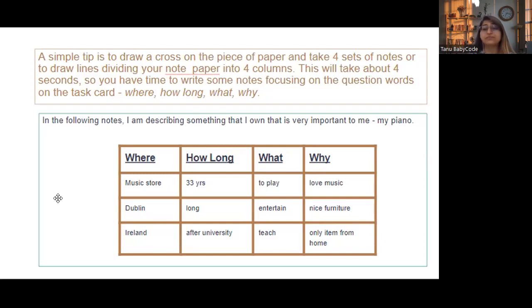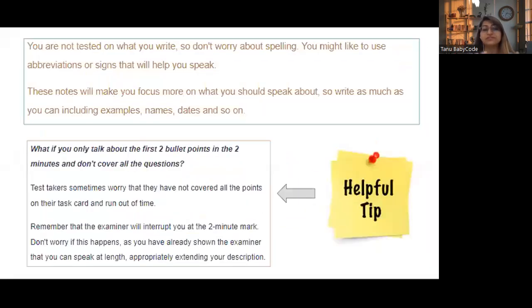Now, why do you like it? Why is it important to you? Because you love music. It's a nice piece of furniture and the only item from your home, right? Once you're done with your note making, you have to start speaking for the 2 minutes. And mind one thing, you are not tested on what you write. Don't worry about your spelling on the notes because you can use your abbreviations and signs. The examiner will not look at the notes you make. He will look at what you're speaking. This is your speaking test, not your writing test.